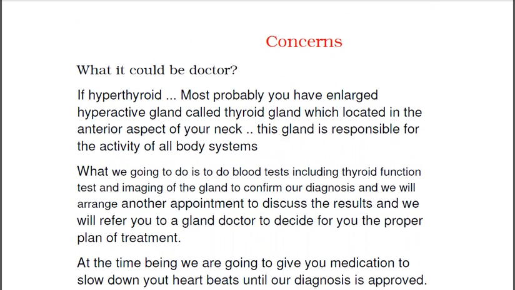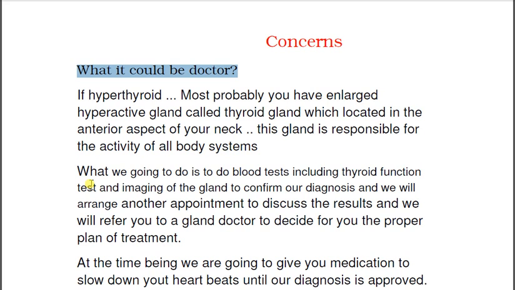Concerns. Of course, the patient will ask you what it could be, doctor, this neck gland. If the patient has hyperthyroid symptoms, you have to tell him that most probably you have an enlarged hyperactive gland called the thyroid gland, located in the anterior surface of your neck. This gland seems to be secreting a lot of hormone called thyroxine, which is controlling or responsible for the activity of all the body systems.